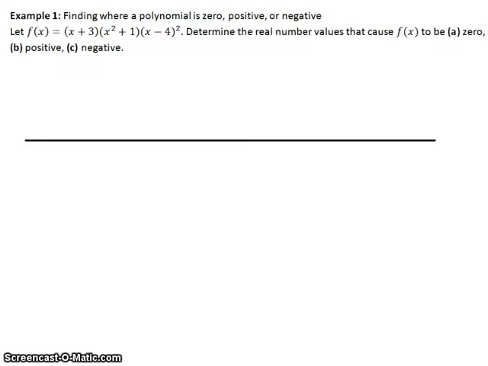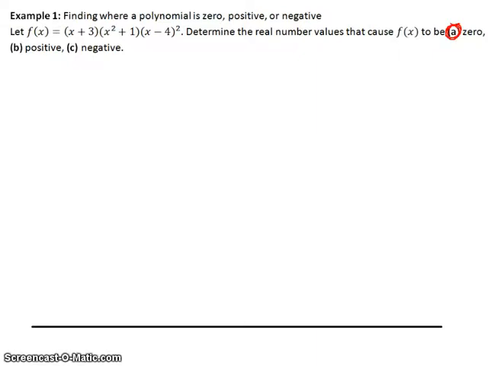Okay, so for example 1, we want to find where a polynomial is 0, positive, or negative. It says let f of x equal this polynomial. We want to determine the values that cause f of x to be 0, positive, and negative. So the first thing we're going to do is figure out where f of x is equal to 0. In order to figure this out, we set f of x equal to 0 and we solve for x. We're literally finding the zeros of this polynomial function.